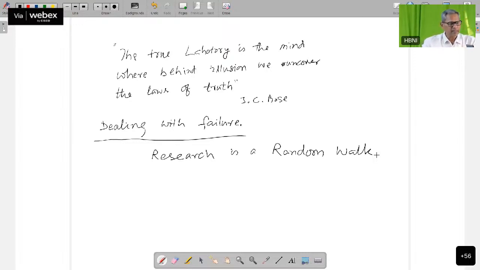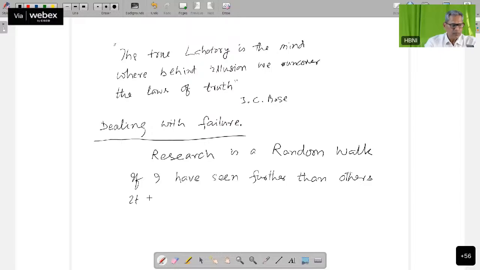There is a quotation from Isaac Newton. It says, "If I have seen further than others, it is because I have stood on the shoulders of giants."